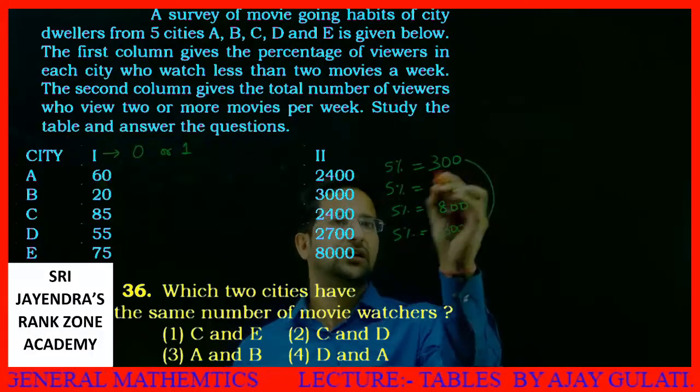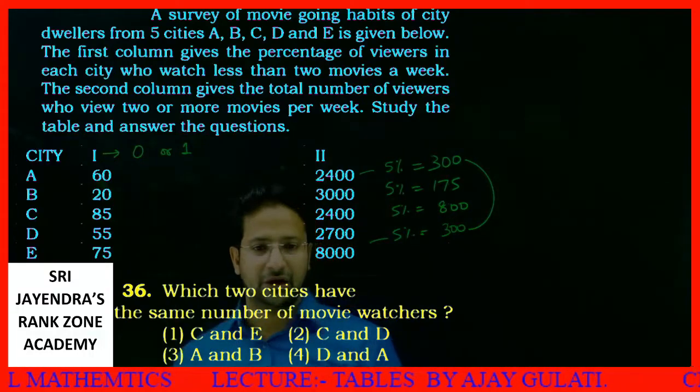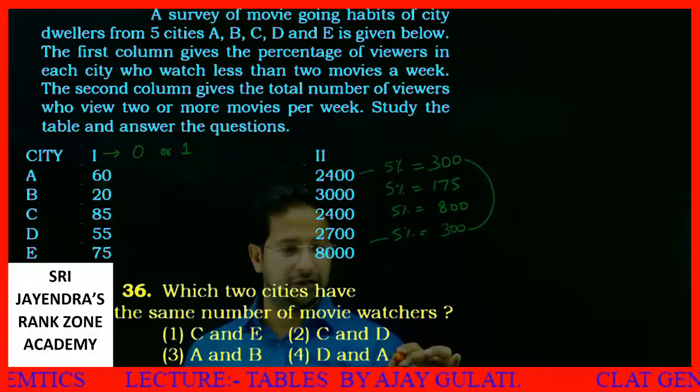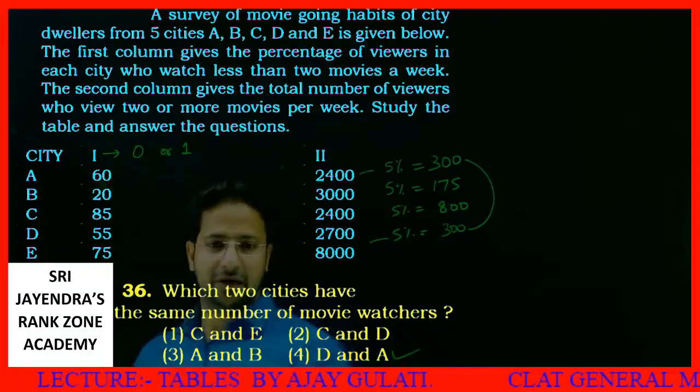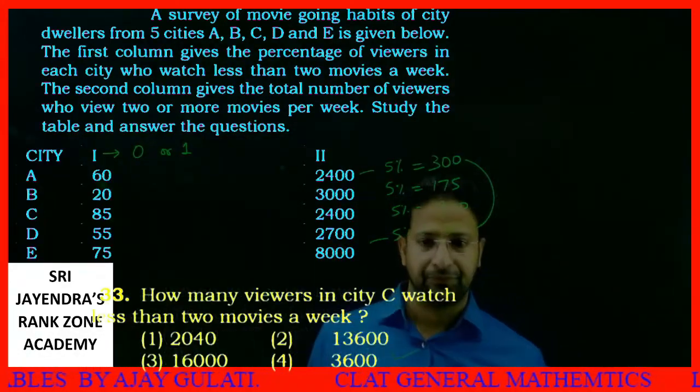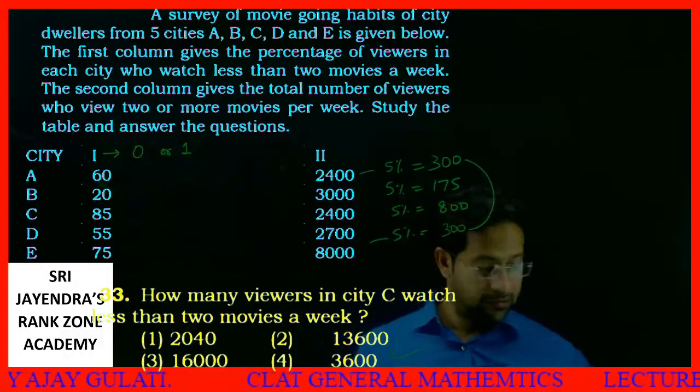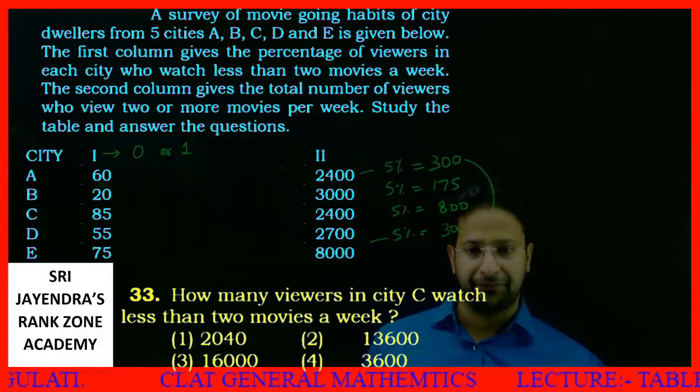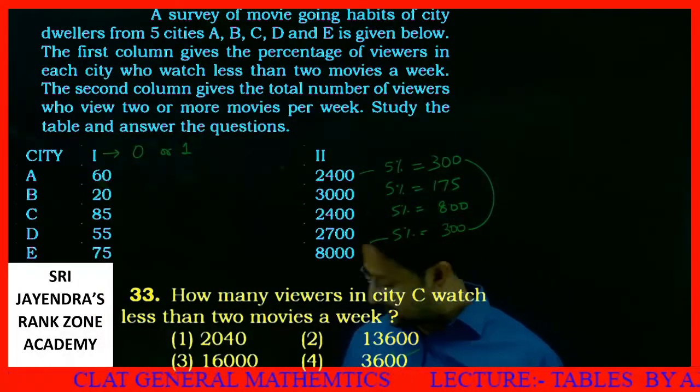So this is A and D. Do we have any such option? Yeah. This is A and D. This is our answer, option number 4. Next question is, I'm rubbing this part.